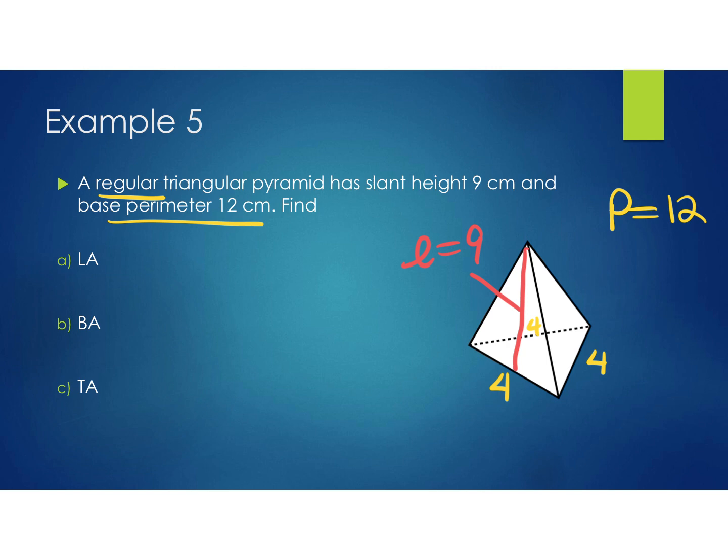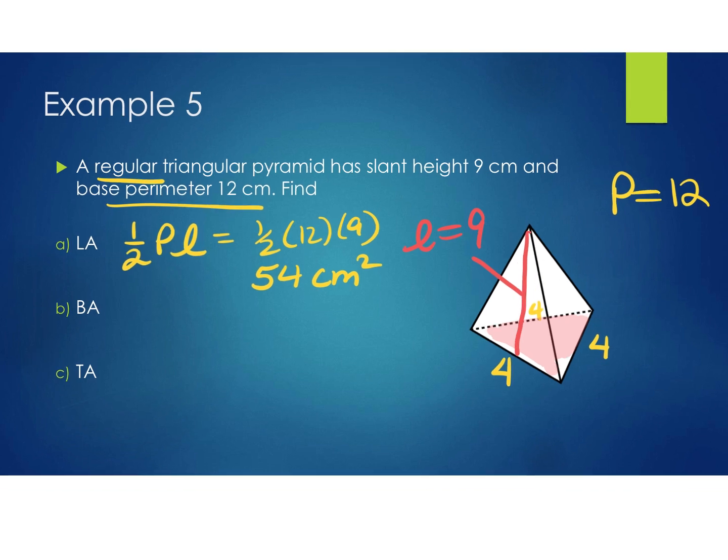Now, in order to calculate lateral area, I'm going to use the formula 1/2 perimeter times slant height, because they gave me both of those from the beginning. So 1/2, 12 times 9, and my lateral area is 54 centimeters squared. Now the BA, that's my base area. I need to find the area of this triangle base here. So I'm going to pull it out because I need to find the height of it. I only have the base.